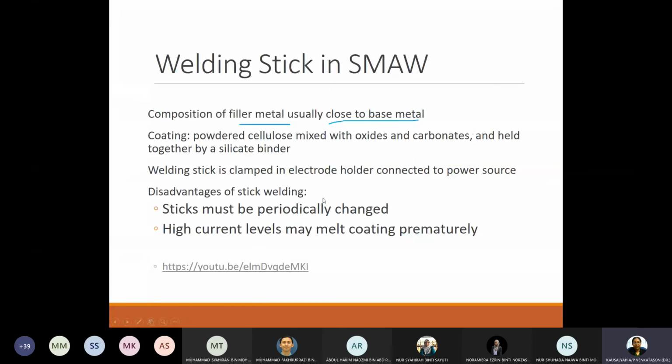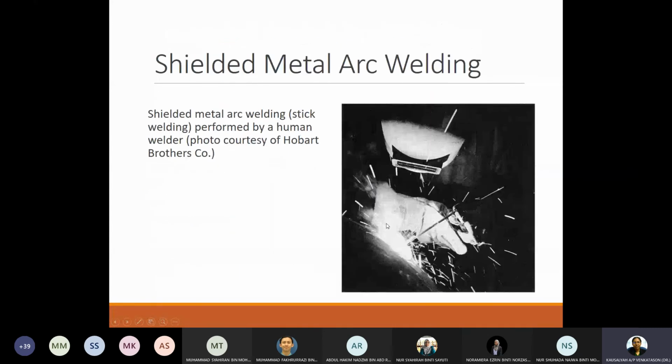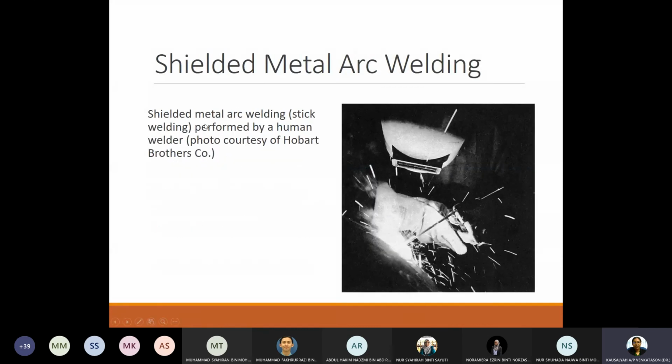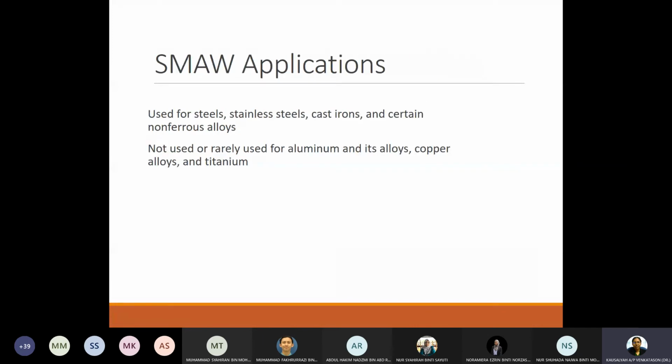Okay, so just now we saw a video on shielded metal arc welding. So basically shielded metal arc welding, the stick welding, is performed by a human welder. And as mentioned earlier in the video, it provides inconsistencies in the welding processes.